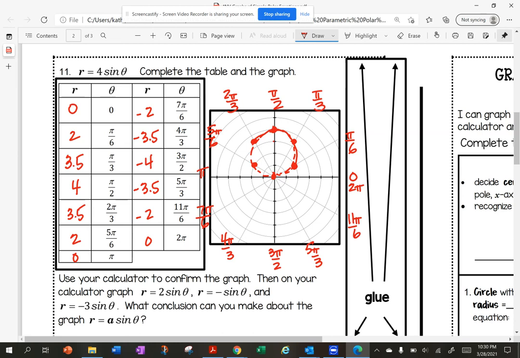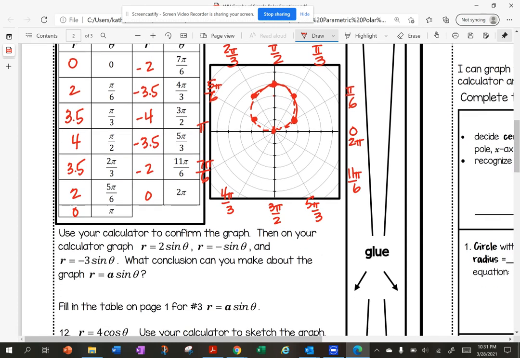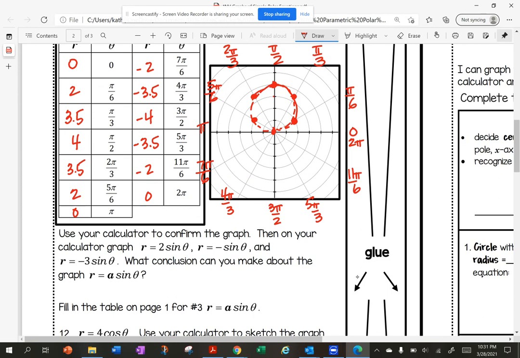Okay, so we are going to use my calculator, put this in and confirm. Next, I want to graph individually, one at a time, r equals 2 sine of theta, r equals negative sine of theta, and r equals -3 times the sine of theta. What conclusion can I make about the graph r equals a times the sine of theta? I should be able to fill in number 3 on the front now.